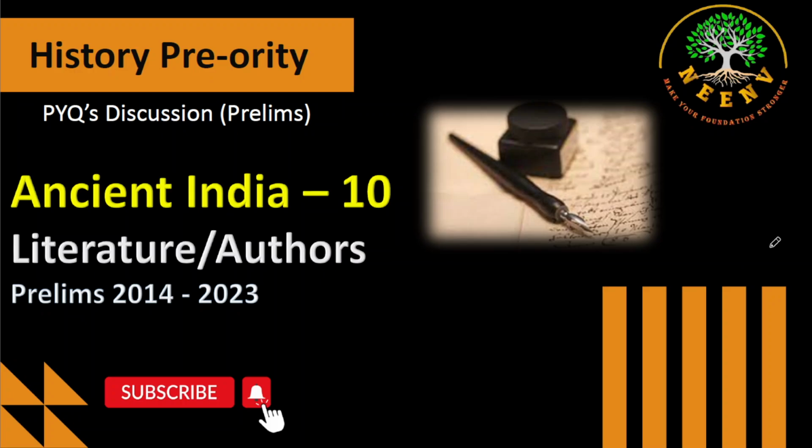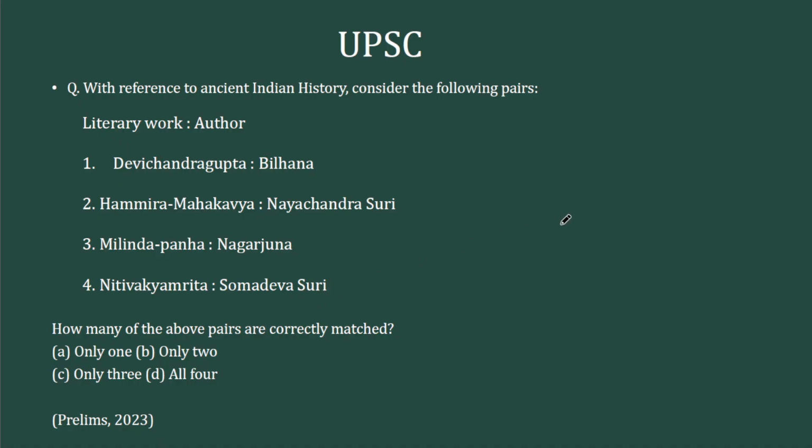Here we are discussing all the prelims questions from 2014 to 2023, and the theme for today is literature and authors. We have three questions for discussion today. One is from 2023, the second is from 2020, and the third is from 2016.